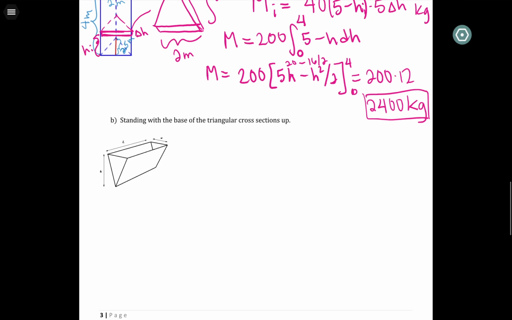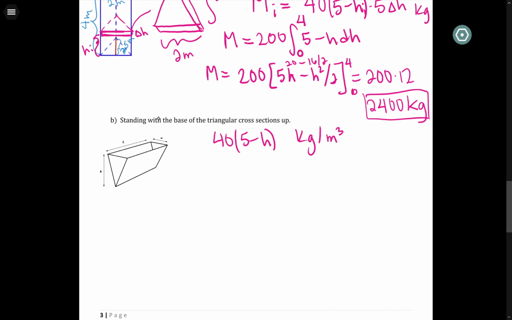Okay, so once again, we have density function 40 times (5 minus h) kilograms per cubic meter. And since h is still defined, you can ignore the h in this picture. I just stole it from the internet. This is 4 meters, this is 2 meters, and this is 2.5 meters. So h for us has to be how far from the bottom of the tank we are.